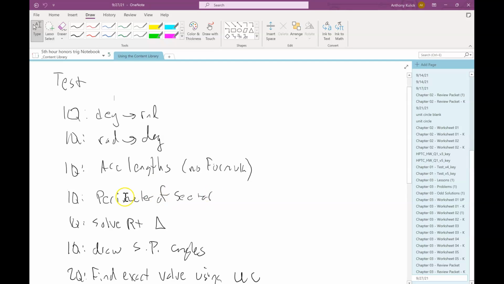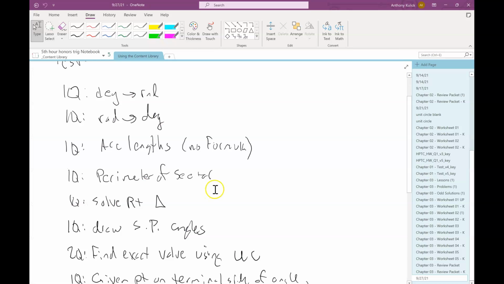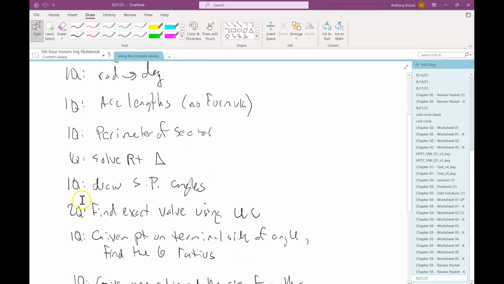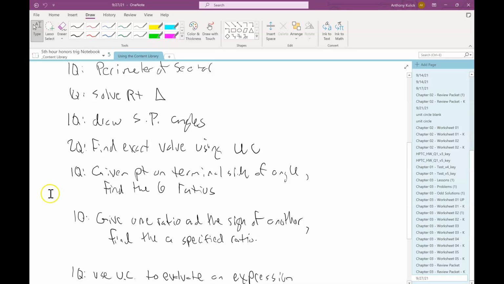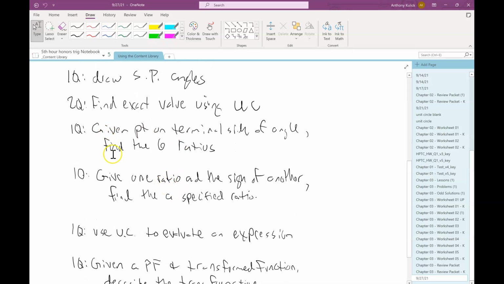You'll have the one question where I ask you to find the perimeter of a sector. One question where I ask you to solve a right triangle. One question where I ask you to draw some standard position angles. Two questions where I ask you to find some exact values using the unit circle. One question where I'm going to give you a point on the terminal side of an angle and ask you to find the 6 trig ratios from that.